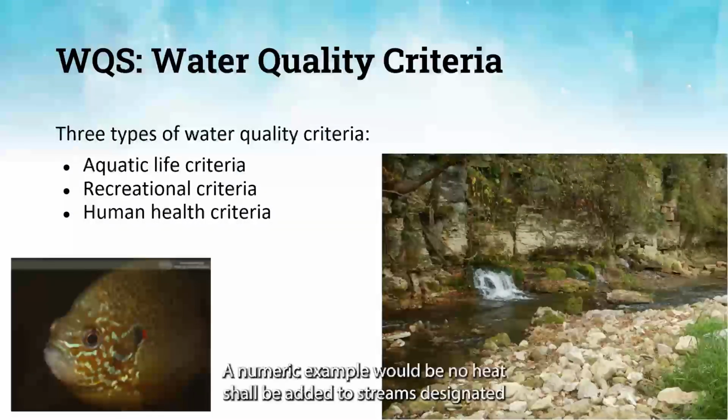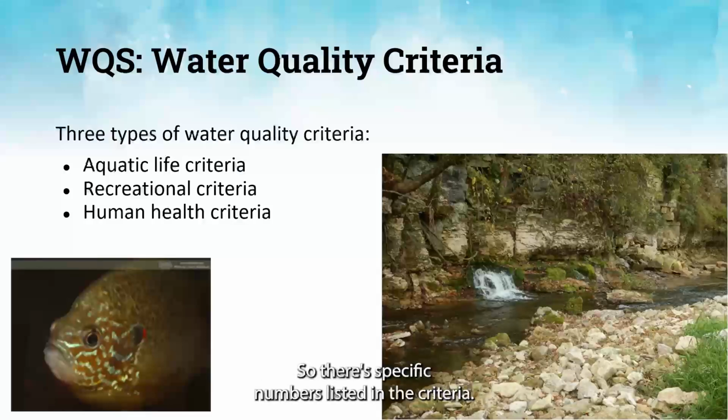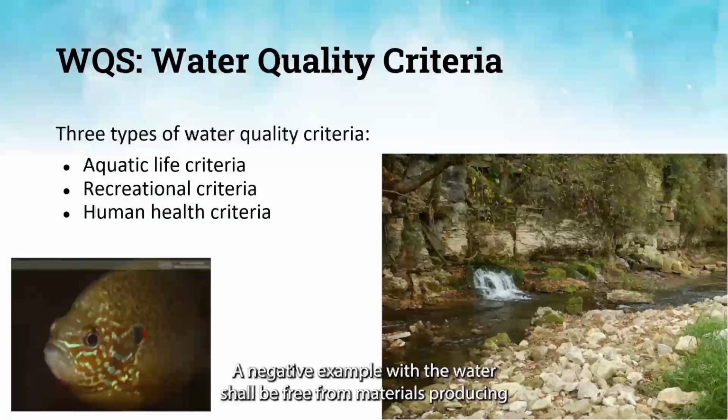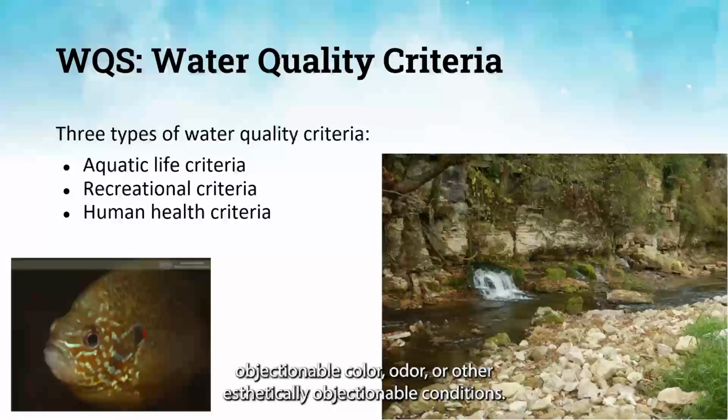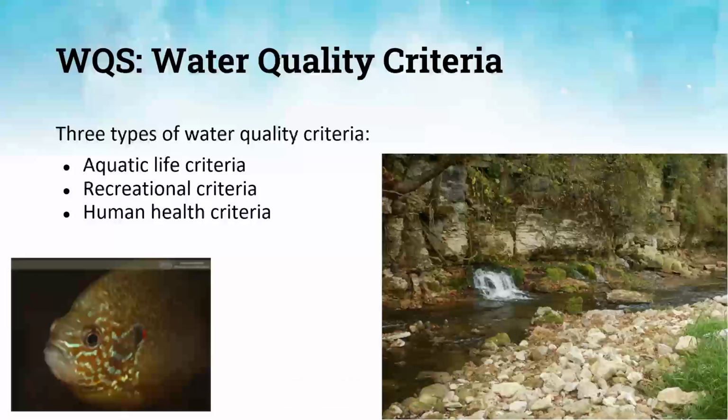A numeric example would be no heat shall be added to streams designated as cold water fisheries that would cause an increase of more than 2 degrees Celsius. So there are specific numbers listed in the criteria. A narrative example would be waters shall be free from materials producing objectionable color, odor, or other aesthetically objectionable conditions. There's no numbers in it, but we know what the goal is.